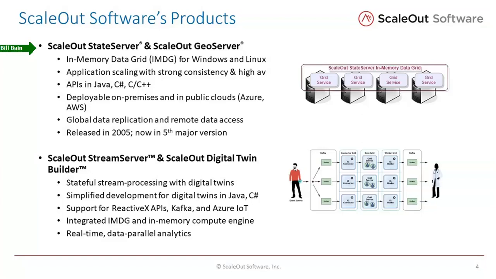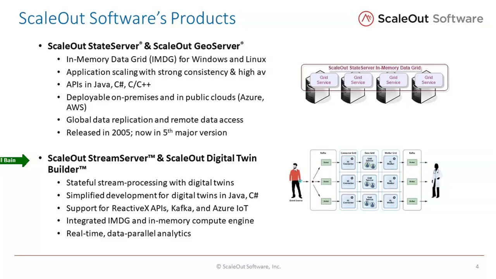Now, in-memory computing products comprise ScaleOut Stream Server and the ScaleOut Digital Twin Builder Toolkit, which goes with ScaleOut Stream Server. And this allows developers to build stream processing applications using the digital twin model, using both Java, C# and soon to be released is JavaScript support. It also has APIs for very fast event posting using ReactiveX and connections to Kafka, Azure IoT, and coming soon is connections to AWS IoT.